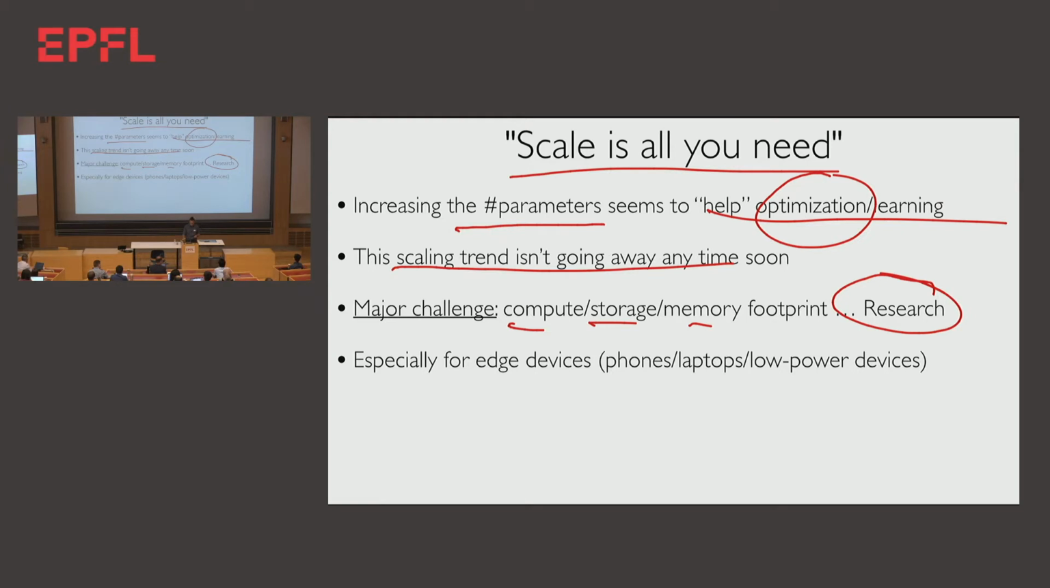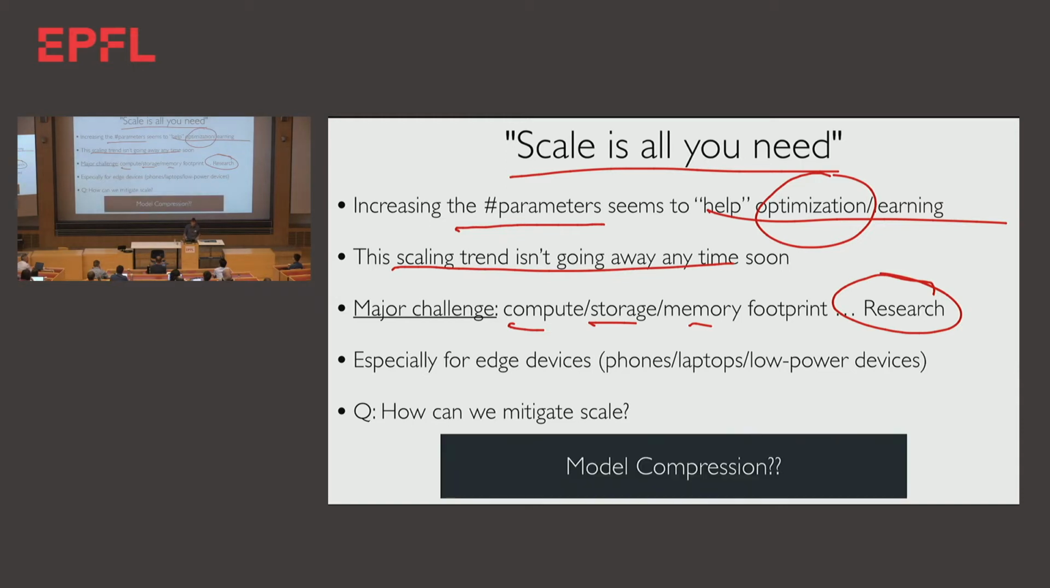So the question is, are we completely lost? Maybe a little bit, but at least we can do something about it. And what we can do is what people call model compression, right? That's what I'm going to talk about today. Any questions so far?